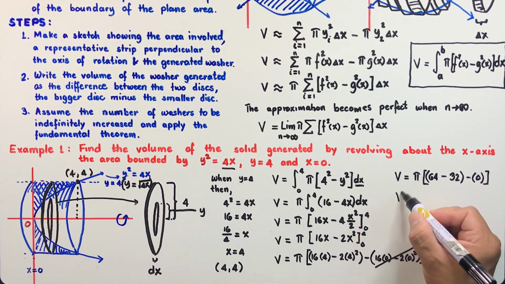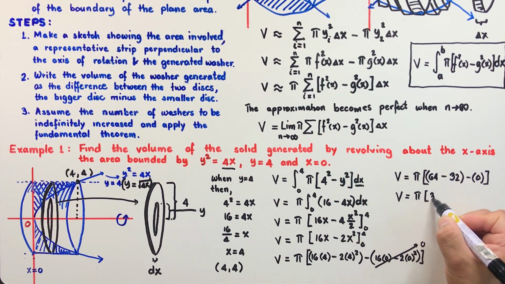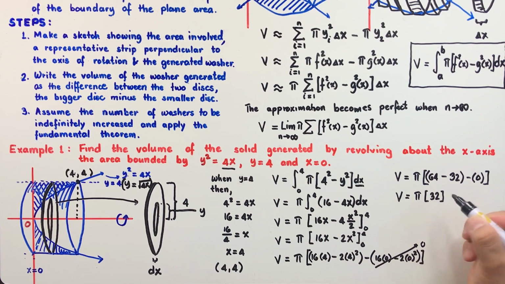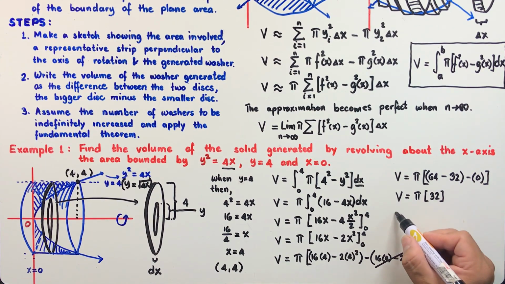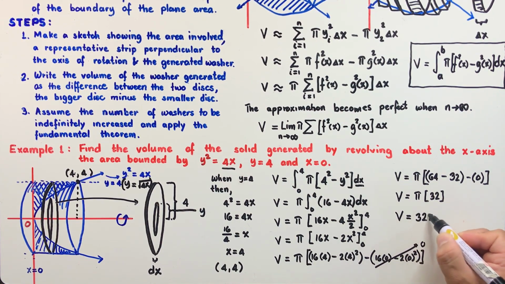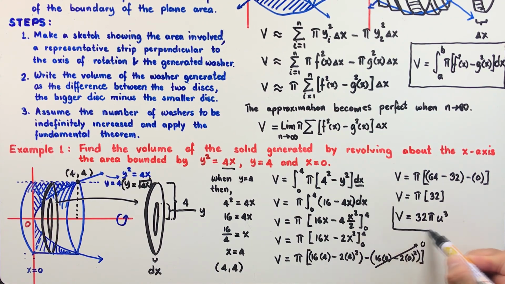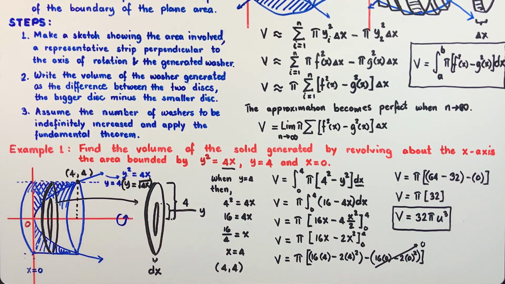So we have volume, which is equal to pi times 32, because 64 minus 32 is 32. So therefore, our volume is 32 pi cubic units. And this is our volume of the solid generated by revolving this area about the x-axis.